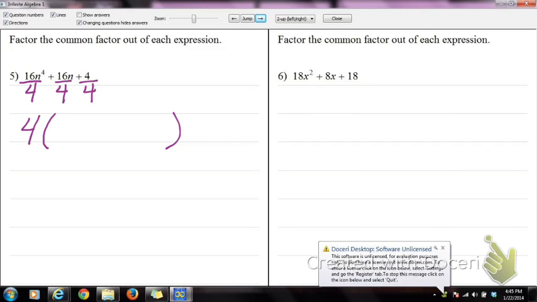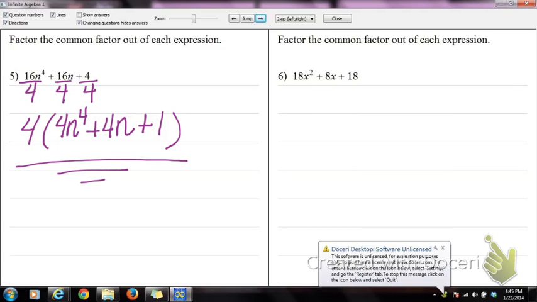What's 16n to the fourth divided by 4? 16 over 4 is just 4 over 1, which we can write as 4, and n to the fourth would stay on the first level of our fraction. 16 divided by 4 is 4, and n would stay on top. And 4 over 4 is 1 over 1, or just 1. Our answer is complete. We've factored out the greatest common factor.